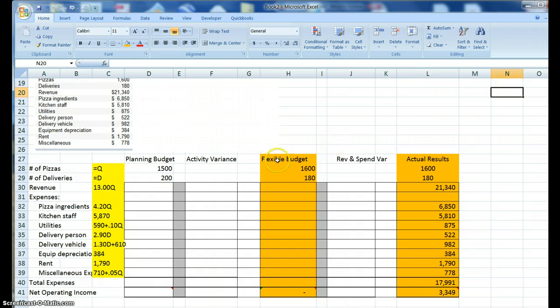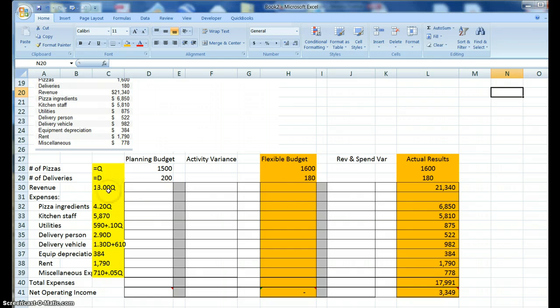What we want to do is create the flexible budget, which is based on the actual quantities, but it uses the cost formulas that were generated during the planning stage. They did not give us a planning budget, so one of the things we're going to need to do in order to calculate activity variance is to calculate the planning budget.